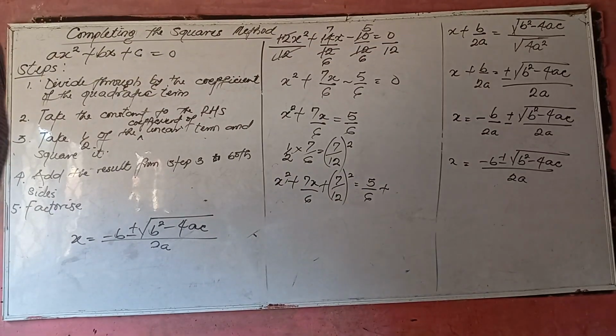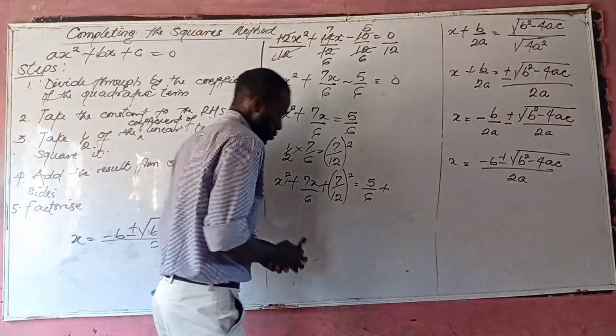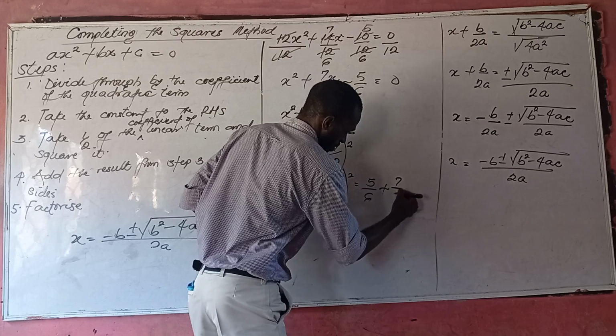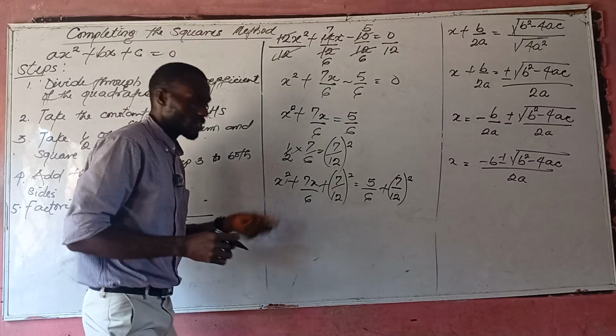All right. So we'll add it to both sides. So we've added it here and we'll add it here. 7 over 12 all squared. Okay. So from here, we'll follow that idea.